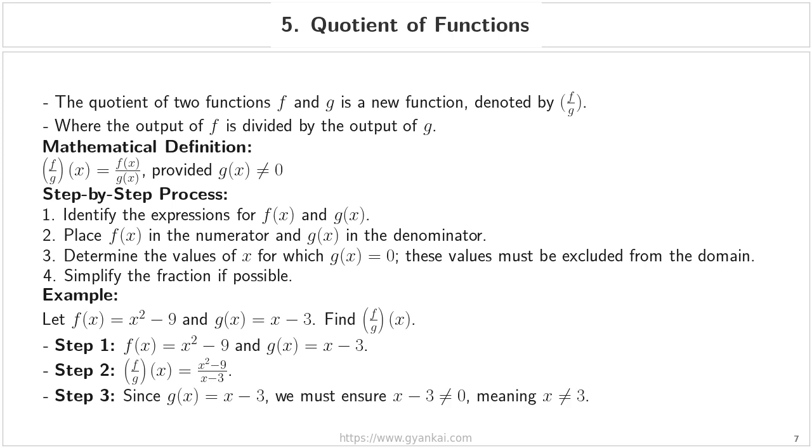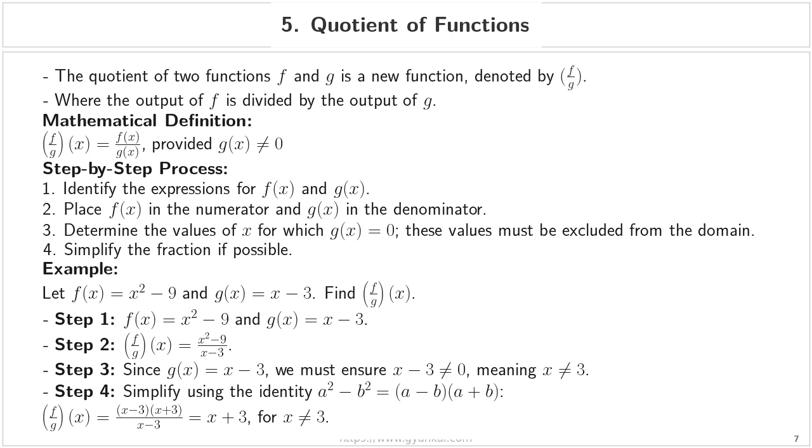In step 3, we check our restriction. Since our denominator is x minus 3, we must ensure that x minus 3 does not equal 0. This means that x cannot be 3. We must note this restriction clearly. In step 4, we simplify.